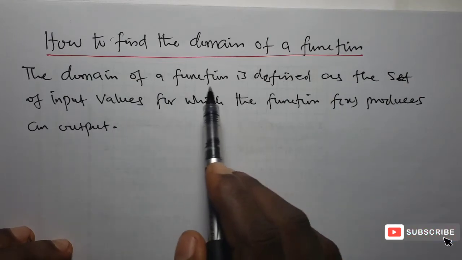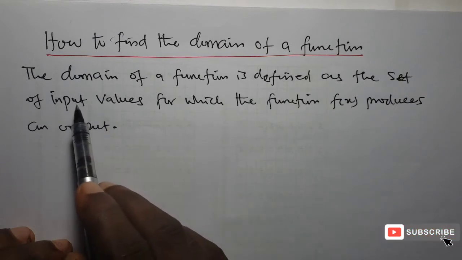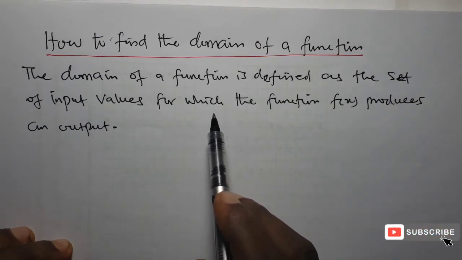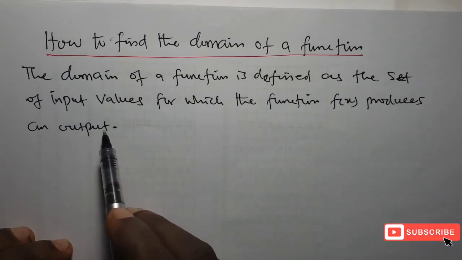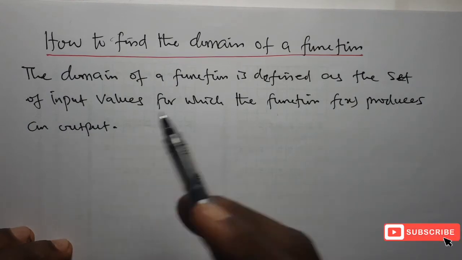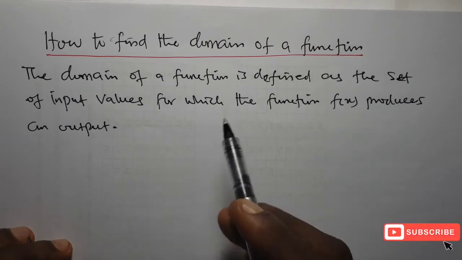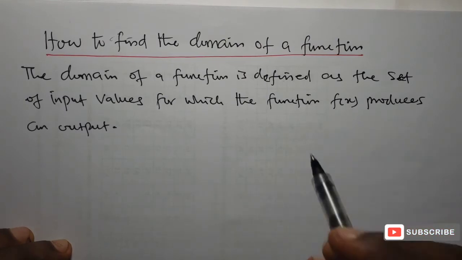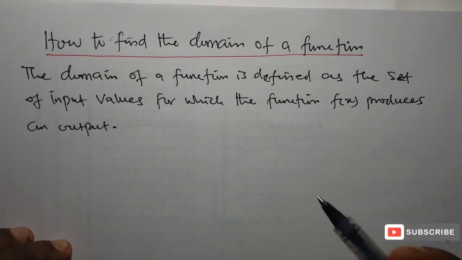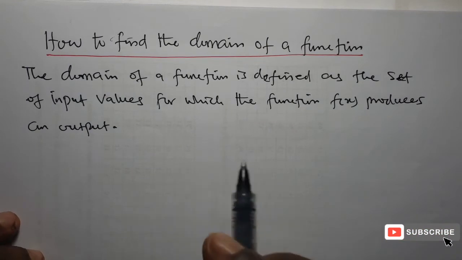The domain of a function is defined as the set of input values for which the function f of x produces an output. In other words, the domain of a function is the full set of x values that can be plugged into a function. What are we really saying?